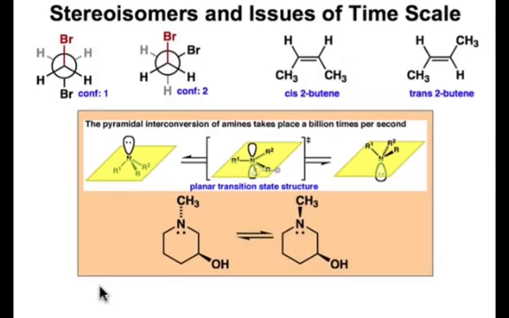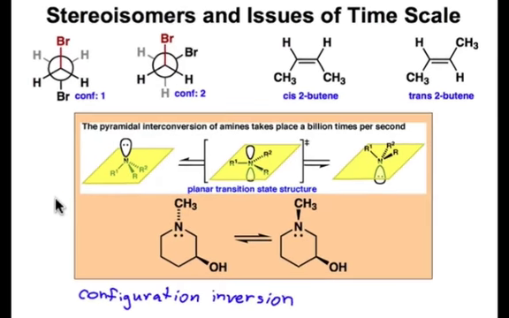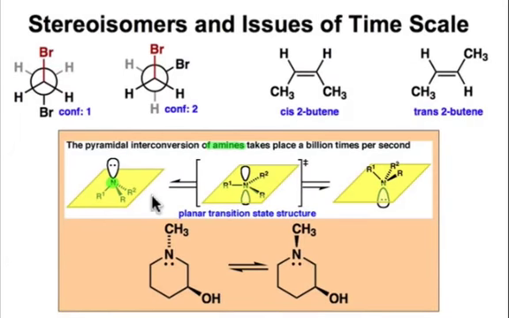Another aspect having to do with stereoisomerism and timescale is the process that's known as configuration inversion. The process of configuration inversion is very common to the nitrogen of the amine functional group, as we'll see here. That nitrogen has 3 single bond domains and a lone pair domain, and if each of these 3 substituents are different, the lone pair represents a 4th type of group that's tetrahedrally arranged around nitrogen.